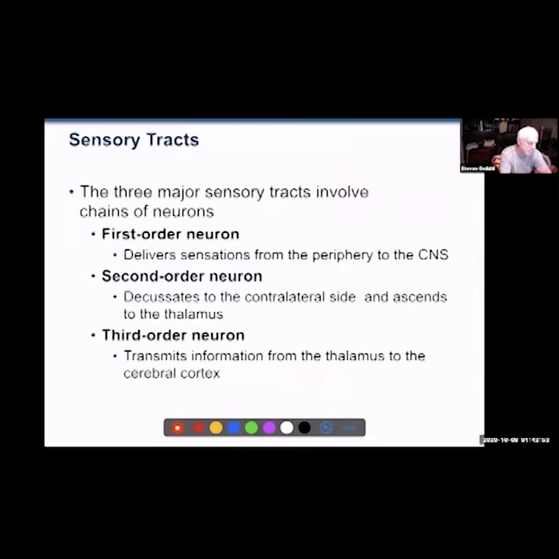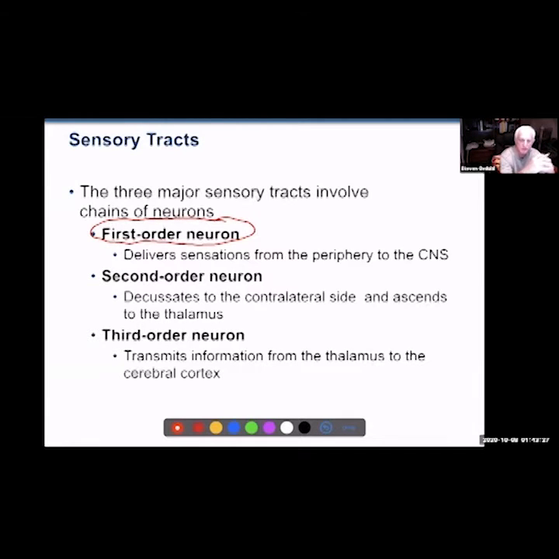Okay, there are three chains of neurons involved in taking information from the periphery to the central nervous system. You get what are called first-order neurons. First-order neurons deliver sensation from the periphery to the central nervous system. Those are neurons in your hands, in your legs, in your face. They deliver information into the central nervous system from the periphery, from the environment around your body. That's a first-order neuron. It goes into the spinal cord.